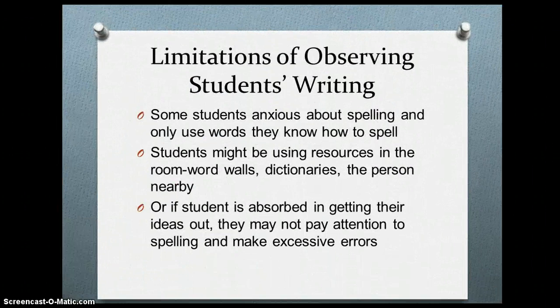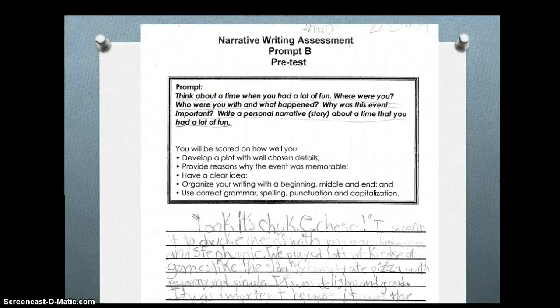All right, limitations of observing students' writing. Some students are anxious about spelling and only use words they know how to spell. Students might be using resources in the room like word walls, dictionaries, or the person nearby. You just want to make note of that if they are doing that. Or if the student is so absorbed in getting their ideas out, they may not pay attention to spelling and make excessive errors. So those are some things to keep in mind as you're giving your writing assessment, to include in your reflection about factors that may impact your results.